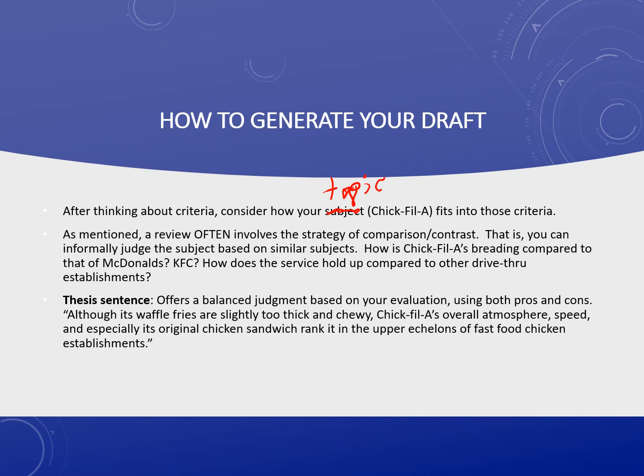So with that thesis, I know that I'm going to be writing about atmosphere, speed, and the taste of its chicken sandwich. I'm also going to have to write about the waffle fries because I called them thick and chewy in the thesis. Okay, moving on to the next slide.